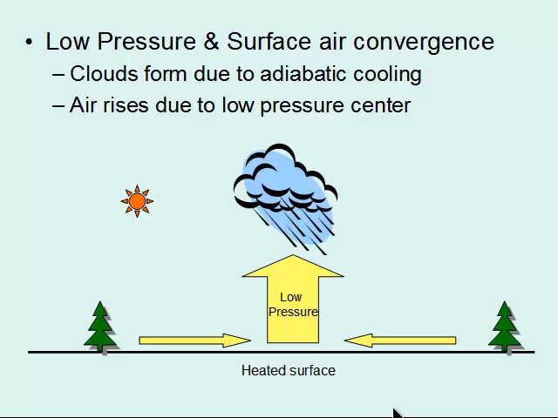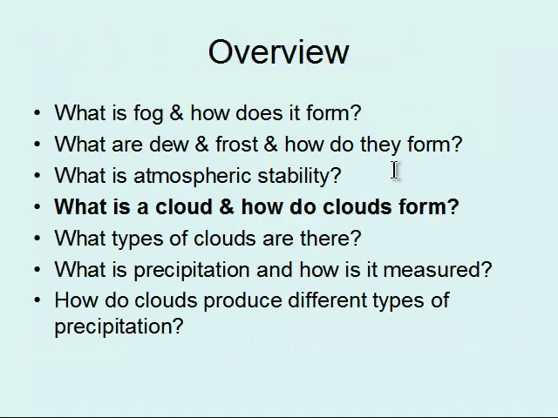We also can have low pressure and surface air convergence. This happens when you have a low pressure system moving across the land. What happens here is we've got air rising in one area. Here you can see a low pressure system, low pressure above. So the air is going to be moved upwards due to that low pressure. And then as the air rises, it expands, cools, and condenses in this case. So those are our main ways to form clouds. We will come back and talk about the different types of clouds that exist.